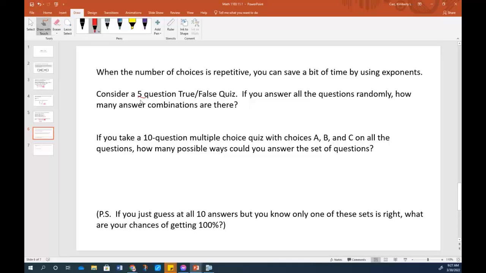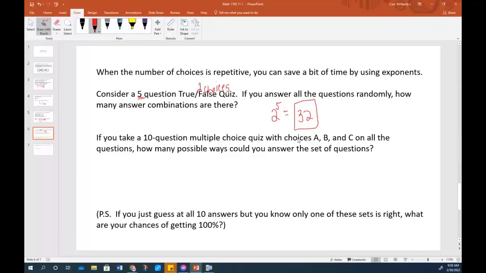Well, there are 5 questions, but every question has 2 choices. So that is going to be the number of choices, and then that's going to be repeated 5 times. Now, sure, you could write down 2 times 2 times 2 times 2 times 2. But 2 to the 5th is 32. So there are 32 answer combinations possible.